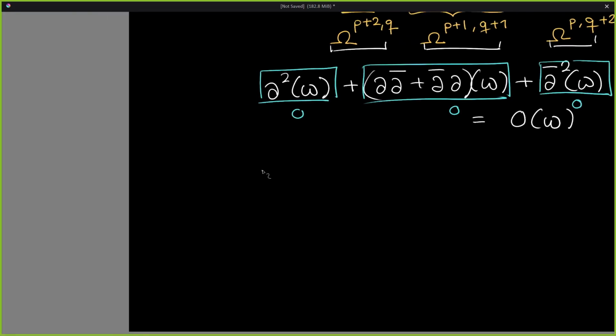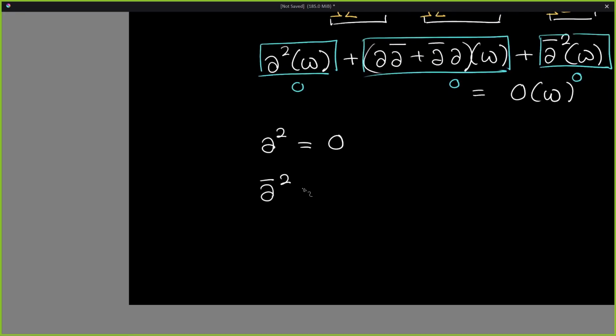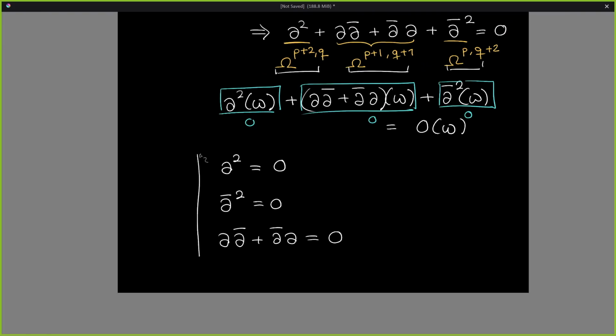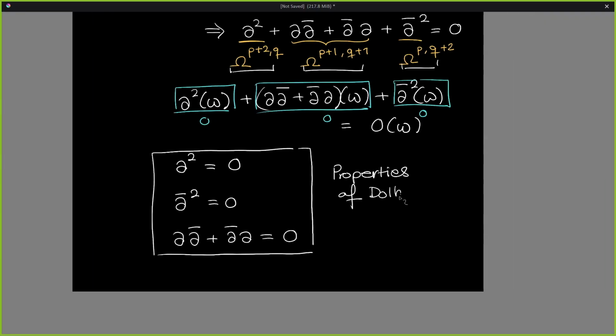So then we get 3 new properties. Partial squared is equal to 0. Partial bar squared is equal to 0. And an extra one, which is that partial bar partial plus partial partial bar is also equal to 0. These are 3 important properties of these new operators. Properties of Dolbeault operators.